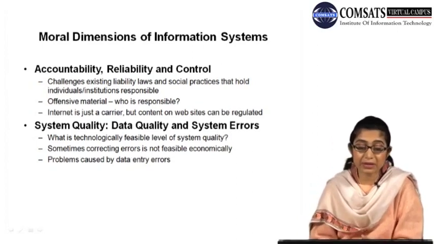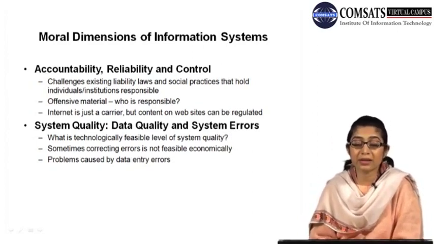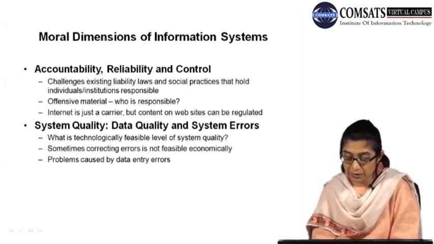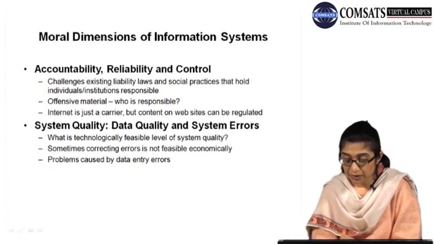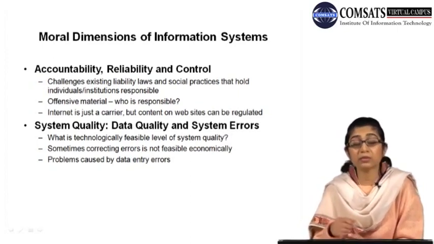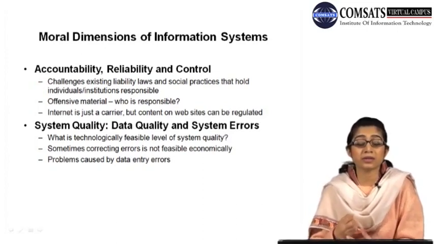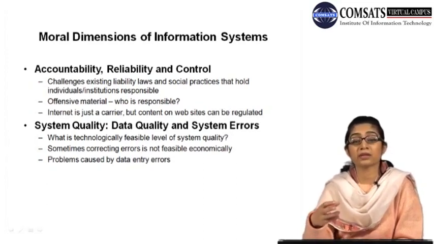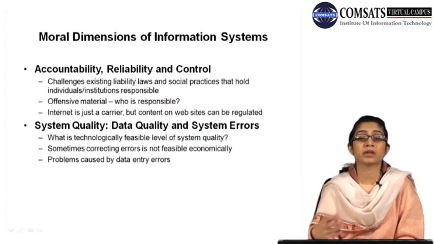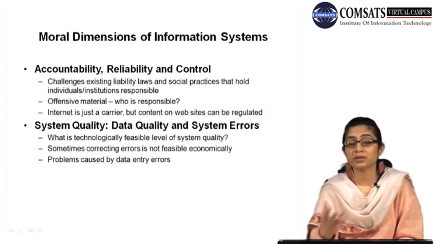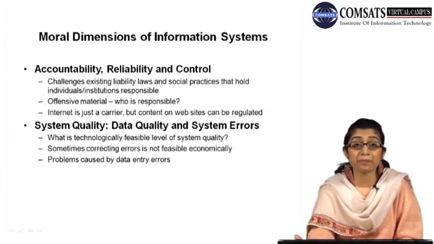Next moral dimension is the system quality, that is the data quality and system errors. The question asked here is what standards of data and system quality should we demand to protect individual rights and the safety of society? In other words, what is the technological feasibility level of system quality? At what point are the system developers or the system analysts going to say that you are going to stop the system testing? What requirements should be fulfilled in testing?